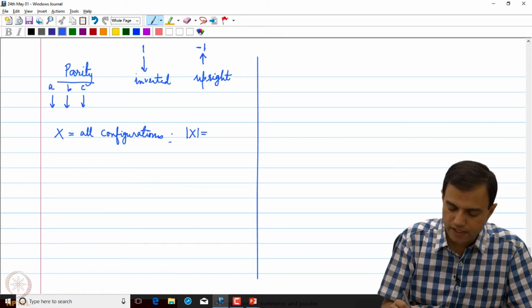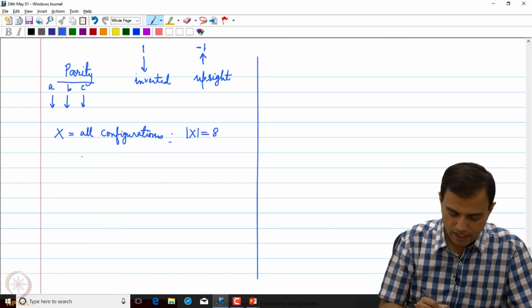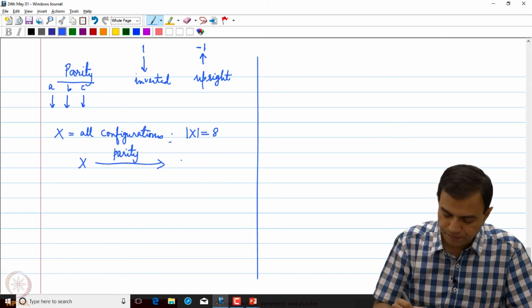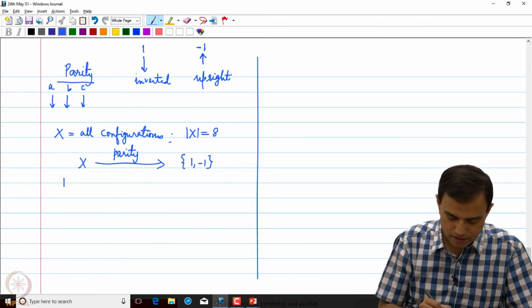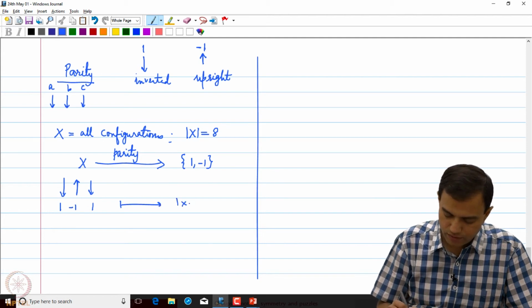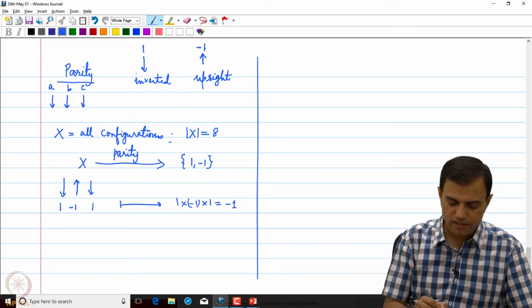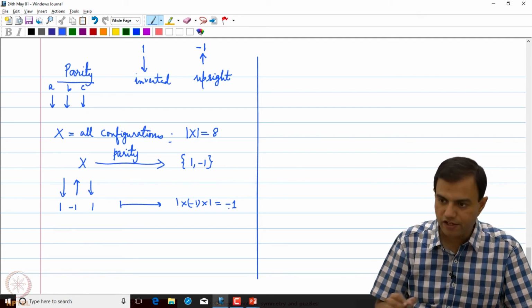So the size of X is 8, and this parity map goes from X to {1, -1}. Suppose I take this particular state, where this is inverted, I am taking -1, and this is 1. The product of these three, 1 into -1 into 1, is -1. So to this state I assign the parity of -1.